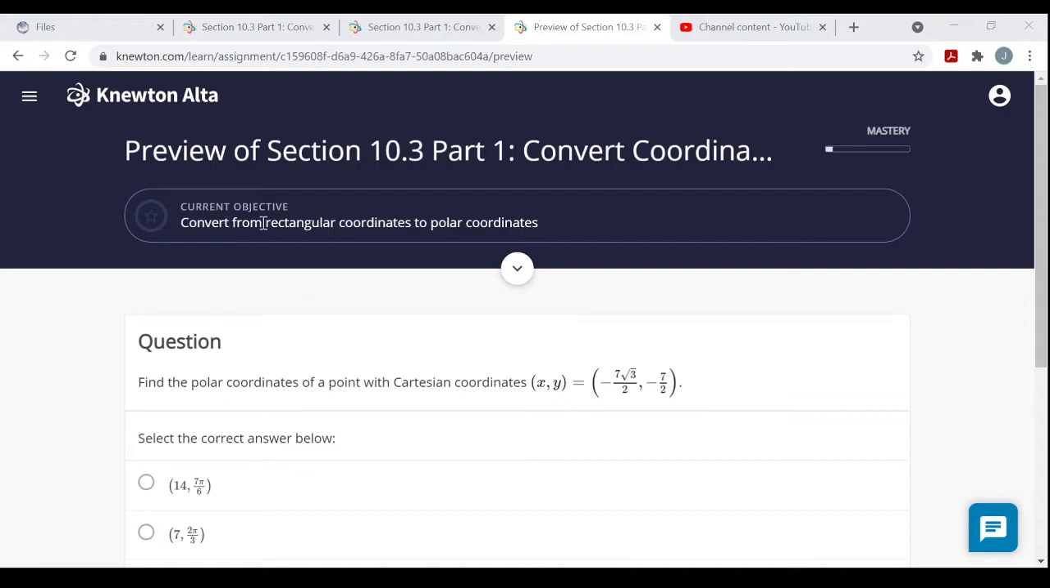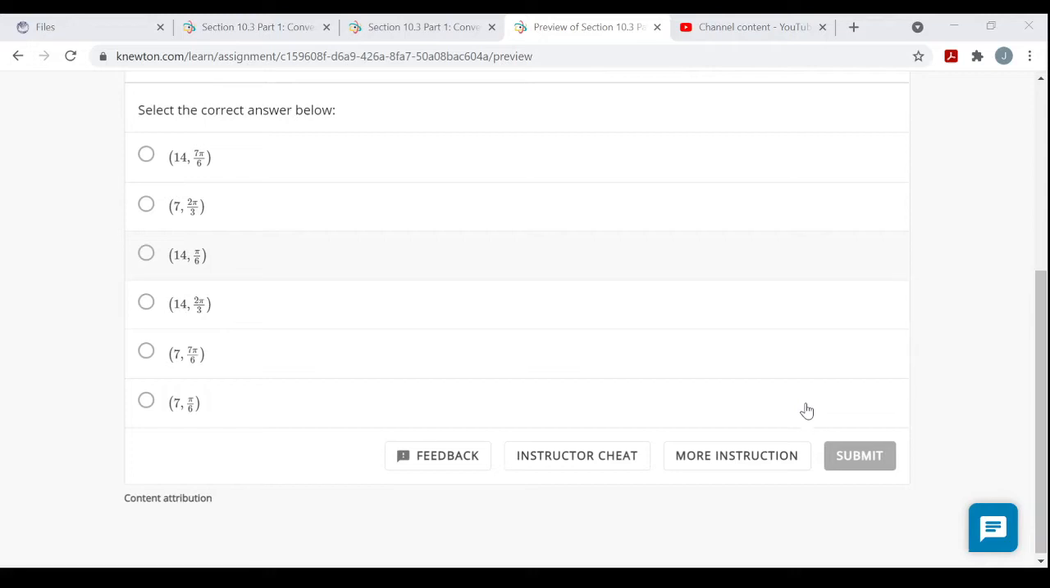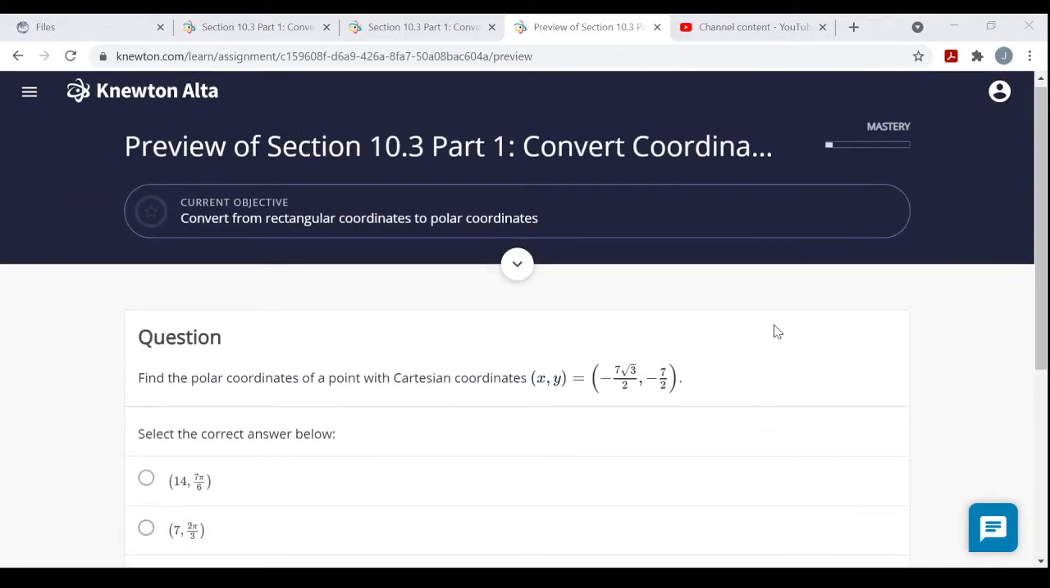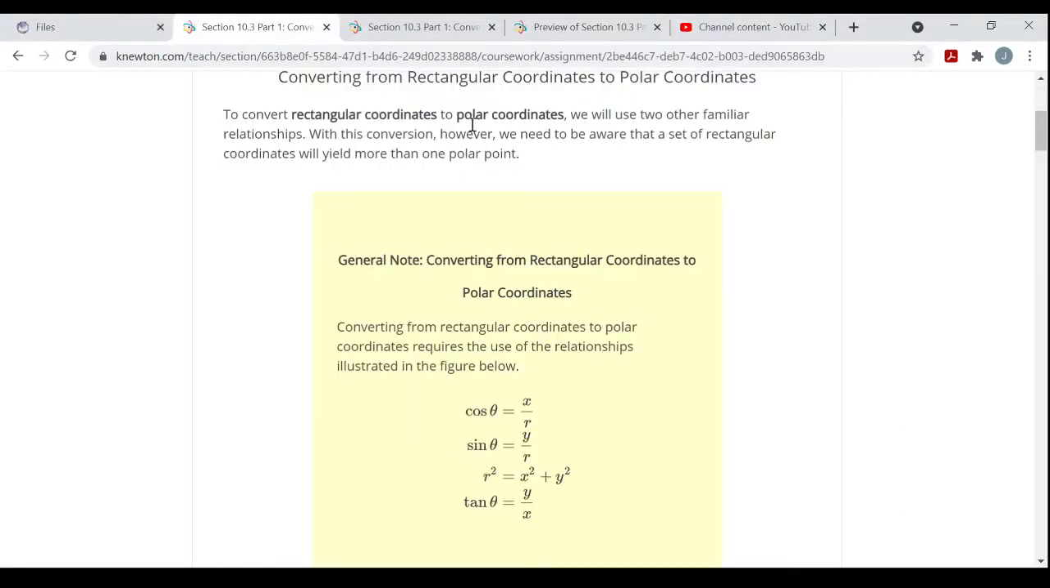All right, so if you want to see more about the topic, click on More Instruction, and it'll take you to something like this. I'm going to show you some of these notes. There are some notes, sometimes videos, examples. Hopefully you go through all those and those help you out.